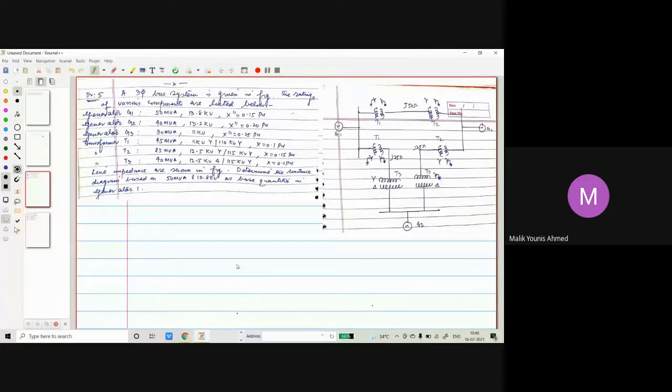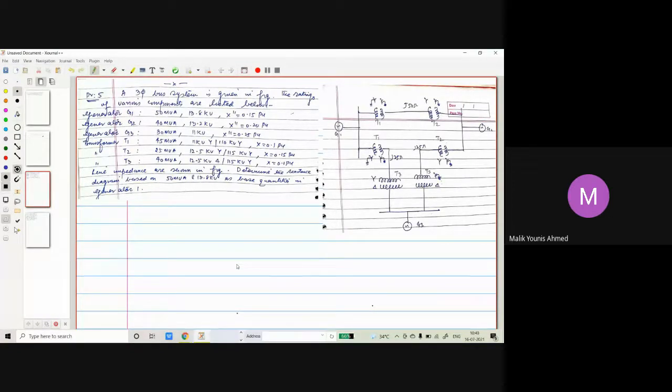A three-phase bus system is given. The ratings of the various components are listed below. Generator 1 data is given, generator 2 data is given, generator 3 data is given, transformer T1 is given, T2 is given, T3 is given. Line impedances are shown in the figure. Line impedance means there are three line impedances: J50, J25, J25. Determine the reactance diagram based on the 50 MVA.